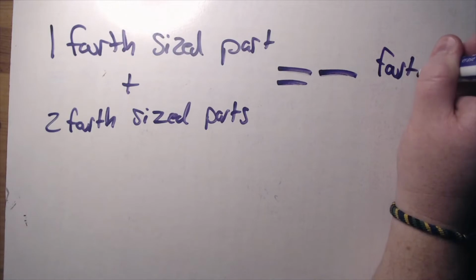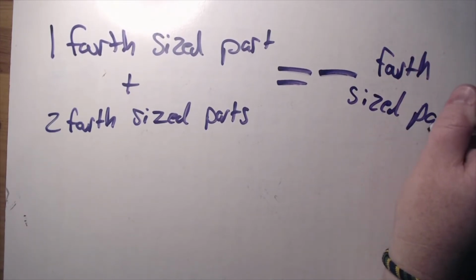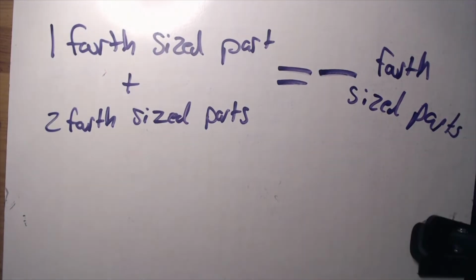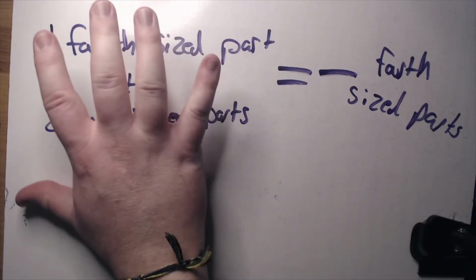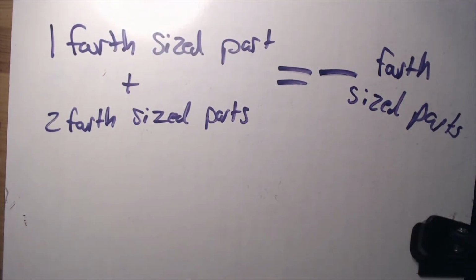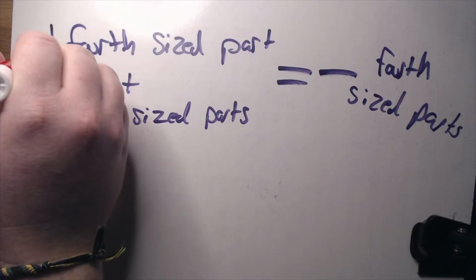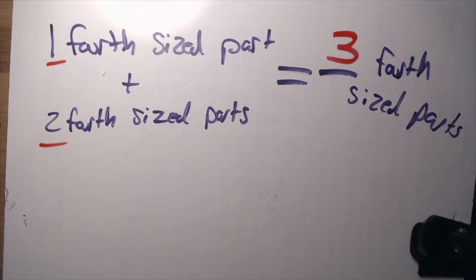And then it equals blank 4th sized parts. So for this word problem, we're just looking at the words, and we have 4th size part, 4th size parts, 4th size parts. So that back half is all the same, which means we can just jump right in and do our 1 plus our 2, which equals 3, and we have 3 4th size parts.